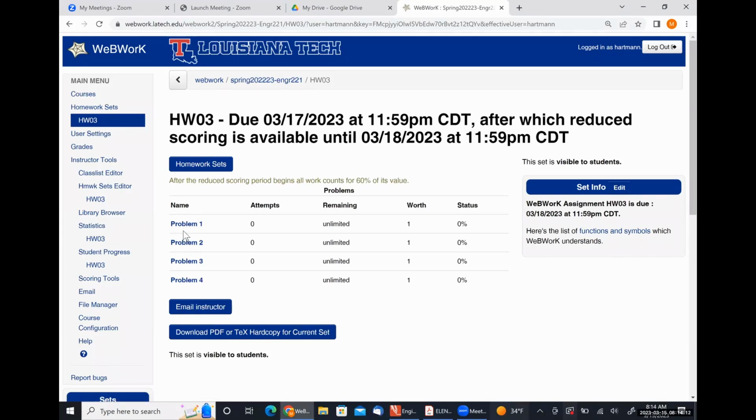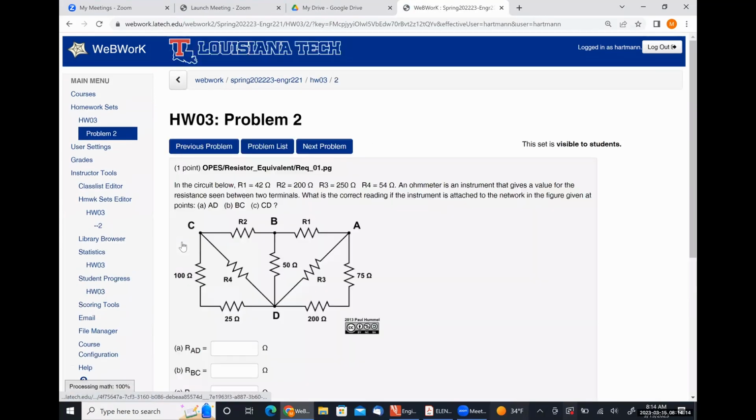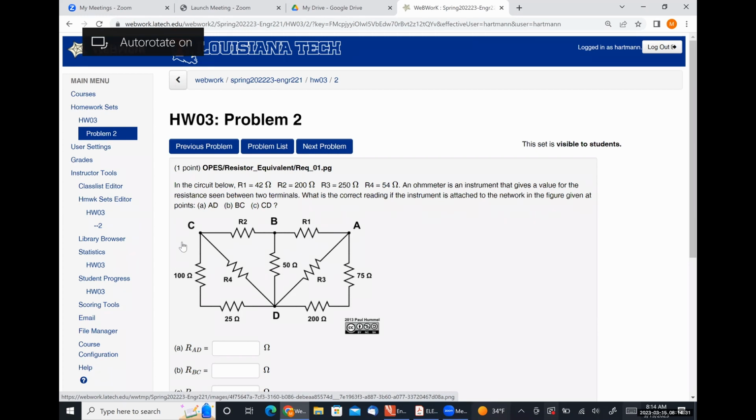Let's look at problem 2, I think. Yeah. So this is a good one. This is an ugly-ish looking resistor combination problem that I usually get a fair amount of questions asked about. So let's take a crack at one part of this and see how to apply the techniques that we've just learned.